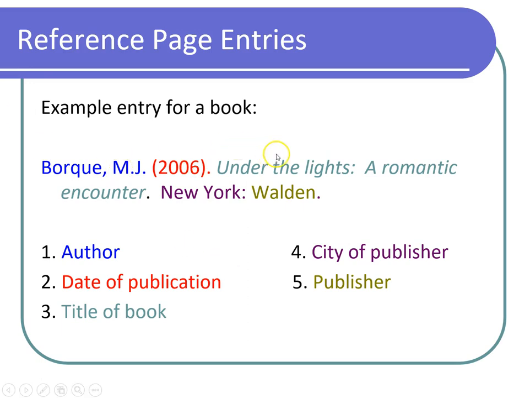So look here. So here's an example entry for a book. It's color coded. So here you have Borg, MJ, 2006, and you've got Under the Lights, A Romantic Encounter, New York, Walden. So let's break it down. The blue is the author. The red is the date of publication. The kind of gray here is the title of the book. The purple is going to be the city of the publisher, and the gold is going to be the publisher.